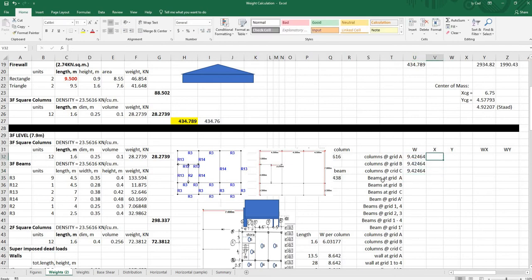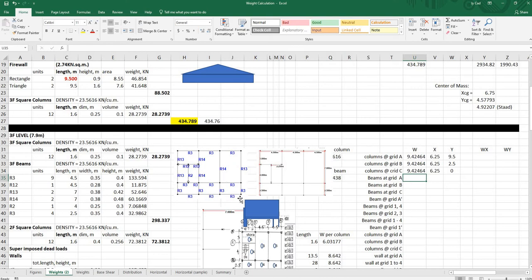Now, the centroid of the columns at grid A, you have 6.25. And then Y is 9.5. At grid B, X is 6.25 again, but Y is 2.5. At grid C, X is 6.25, but Y is 0. Now let's check the sum. 28.2739. So correct. Now let's go to beams at grid A.